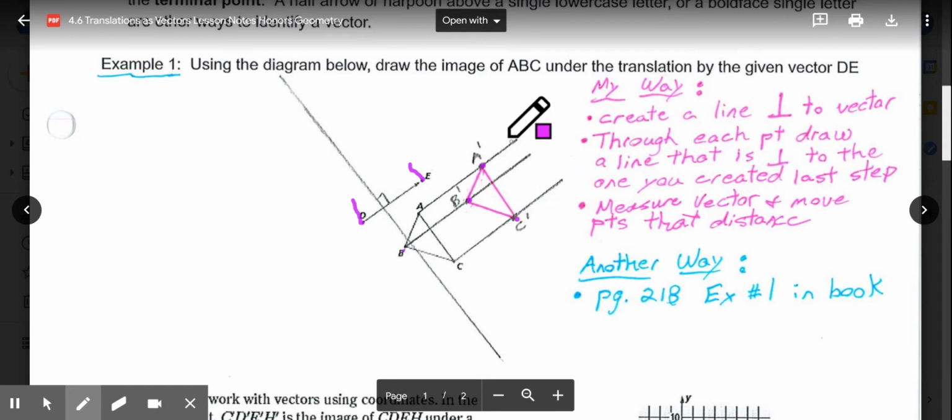As long as these three lines are perpendicular to this original one we drew, these three lines end up being parallel to our vector. So then all we have to do is shift the points that distance and reconnect them. So by doing your first perpendicular line, and then any of these lines perpendicular to that, you're guaranteeing that they're parallel to your vector. So all we have to do is measure the distance and slide the points that same distance and relabel them.